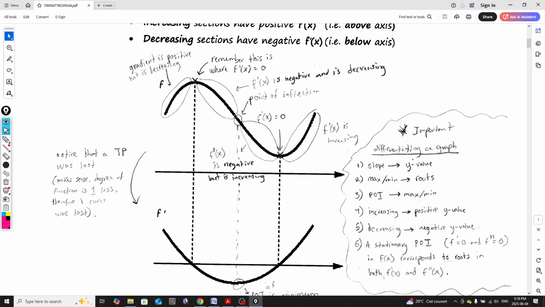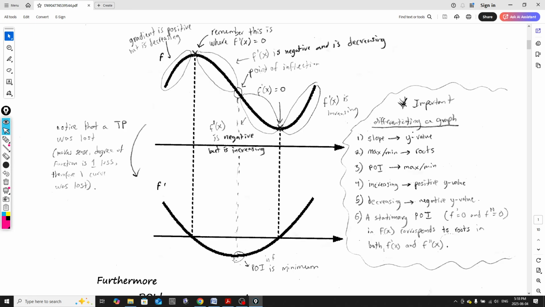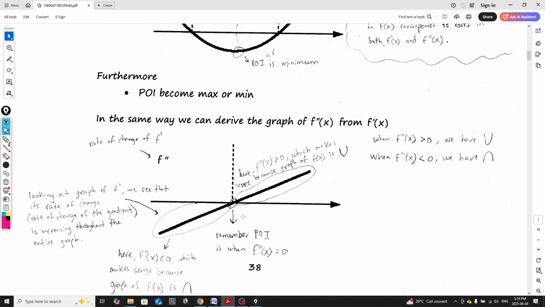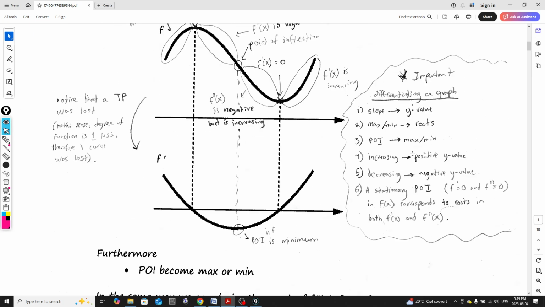And then finally, the point of inflection, right? Your point of inflection on f became a minimum point on f prime. And guess what? Maxes and minimums, if you differentiate one more time, those become roots, right? It makes sense, because here we had slopes of -3, -2, -1, 0, 1, 2, 3. Those slopes all become y values on the next differentiated graph, so they become y values on the f double prime. Again, maximums and minimums become roots.